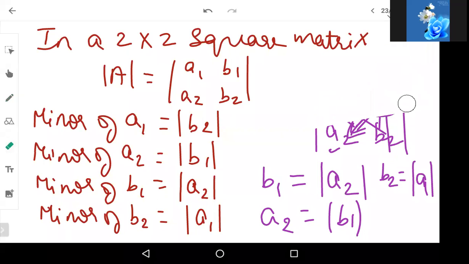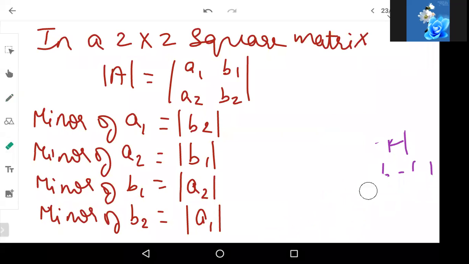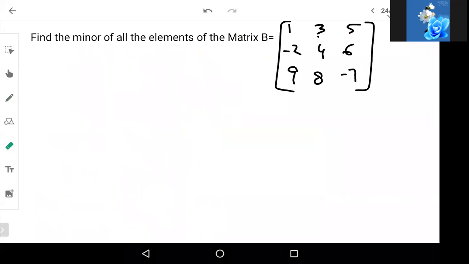Now, can we go to the problems? Okay. Now, first one, let us find out the minor for this 3 into 3 matrix. That is 1, 3, 5, minus 2, 4, 6, and 9, 8, minus 7. So, this is the 3 into 3 matrix and the matrix name is B.